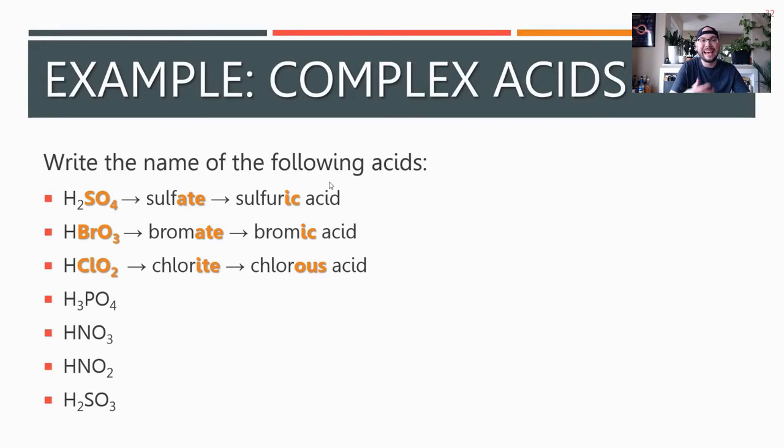HBrO3, the anion is bromate. Bromate changes to bromic. And HClO2, I see it's chlorite, so it changes to chlorous, so chlorous acid. H3PO4, PO4 is a phosphate ion. So we call this phosphoric acid.